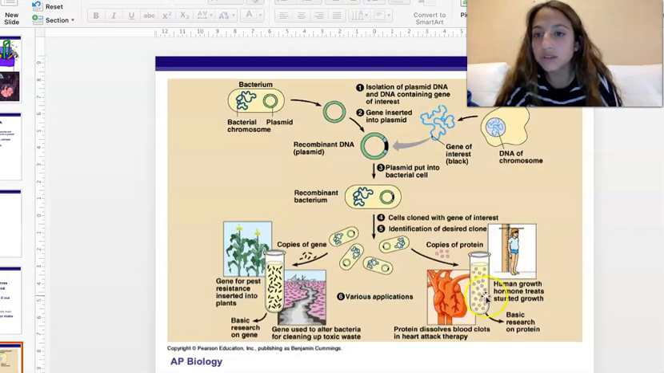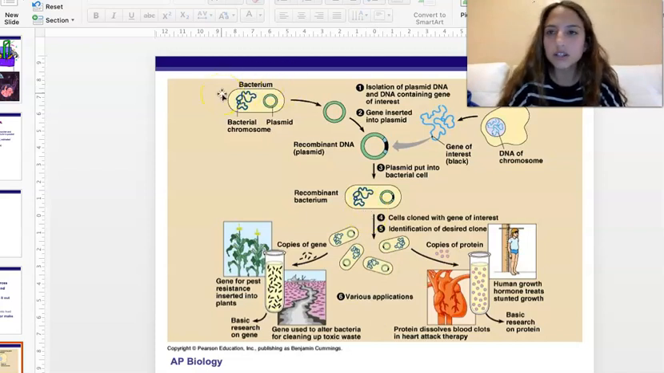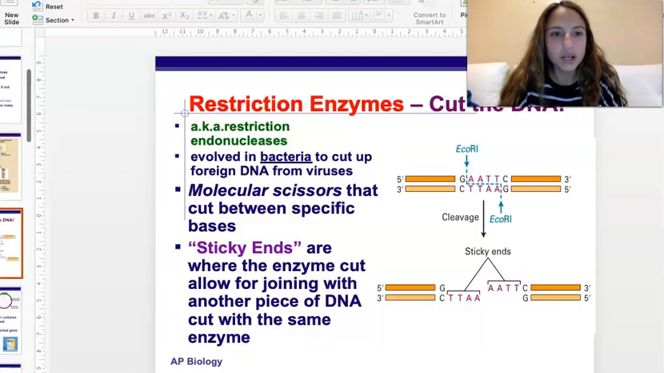So, for example, human growth proteins are created this way for people that have problems with their height, or protein that dissolves blood clots are also created this way. And another very important substance that's created this way is insulin. So this is biotechnology, recombinant technology, where you recombine two different sources of DNA so that you can express a particular gene of interest.